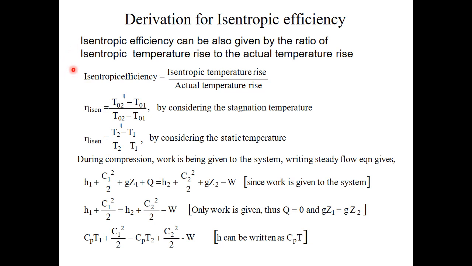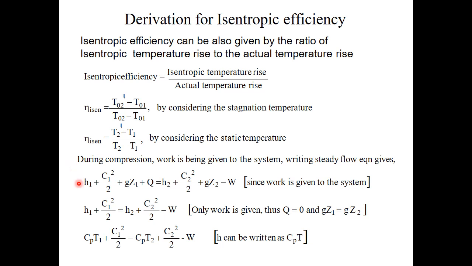Derivation for isentropic efficiency. Isentropic efficiency can also be given by the ratio of isentropic temperature rise to the actual temperature rise. That is, isentropic efficiency equals isentropic temperature rise divided by actual temperature rise, which is equal to T02 dash minus T01 divided by T02 minus T01. Now this is by considering the stagnation temperature. But if you consider the static temperature, the equation will be T2 dash minus T1 divided by T2 minus T1.